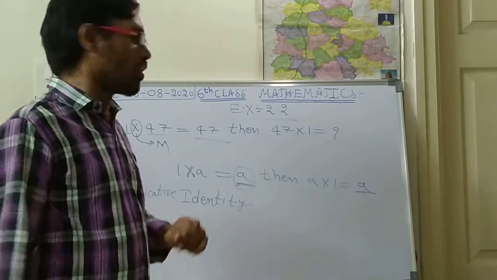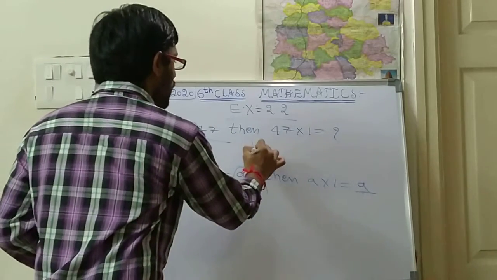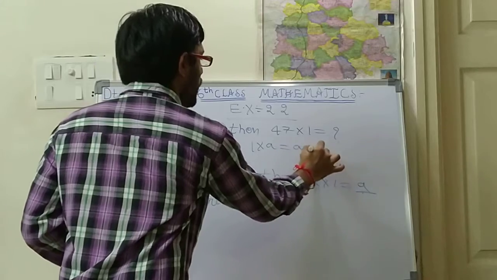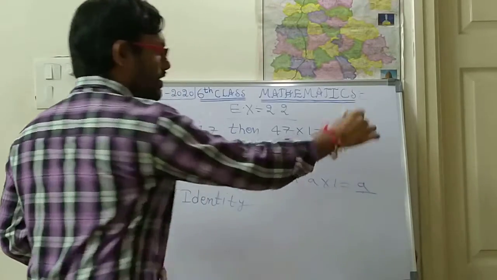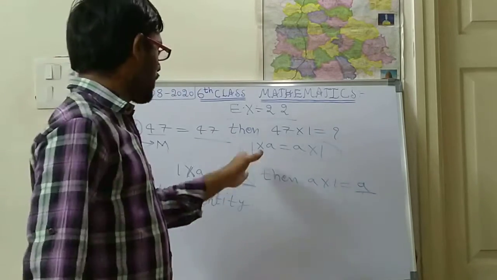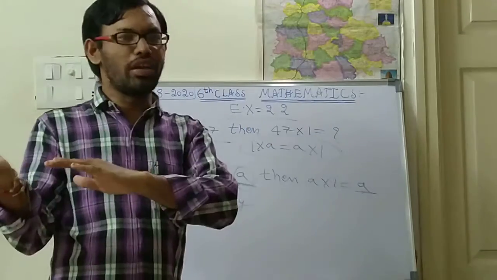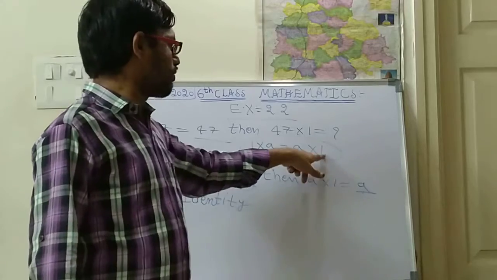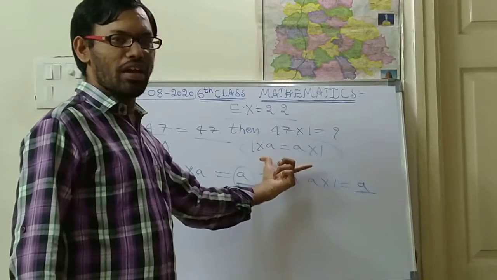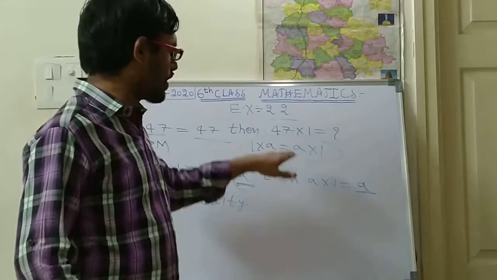Why we should say this as a multiplicative identity, you will get it. Sir, why can't we say 1 into a equals a into 1 as the commutative property? Because the commutative property is also the same thing: a into b equals b into a, and the same result comes. So why can't we say this as a commutative property?